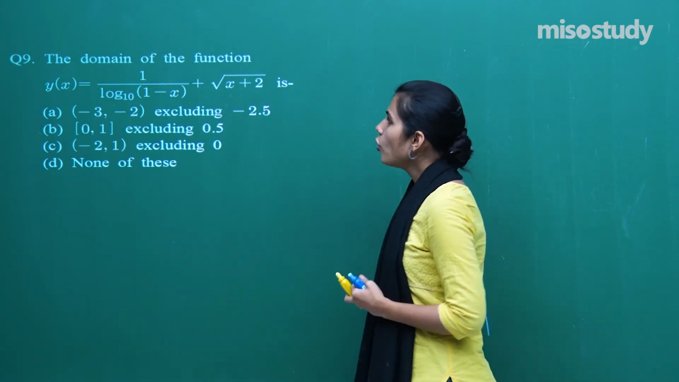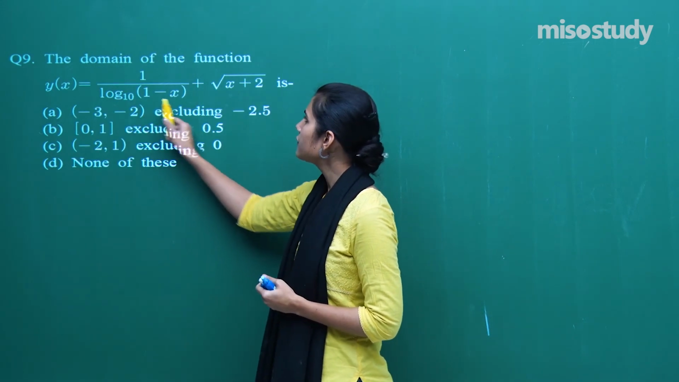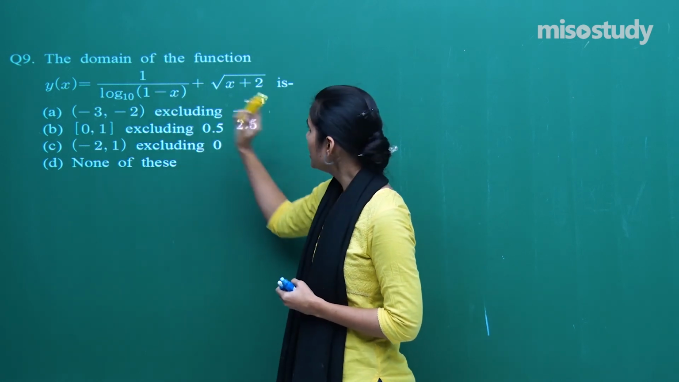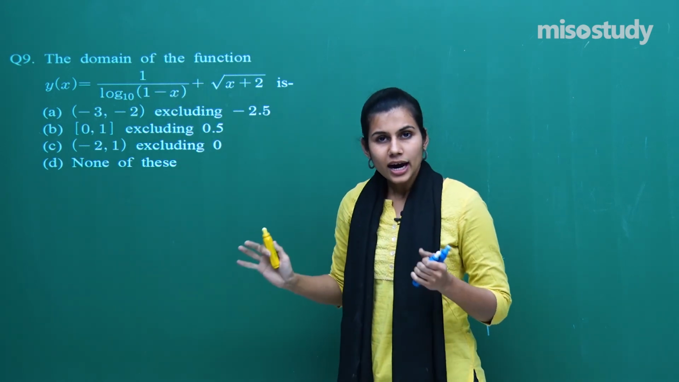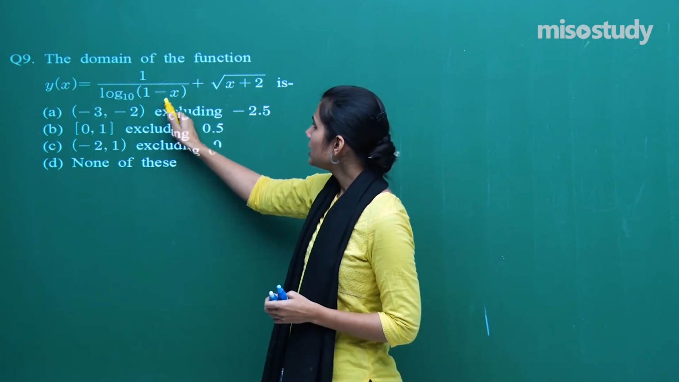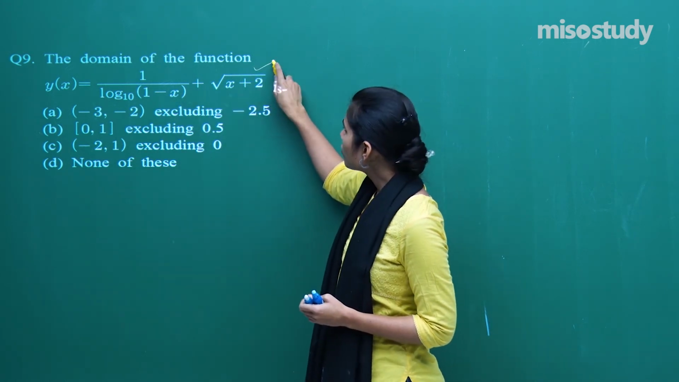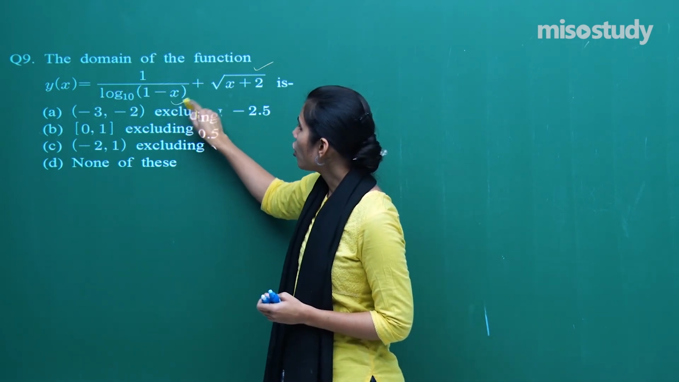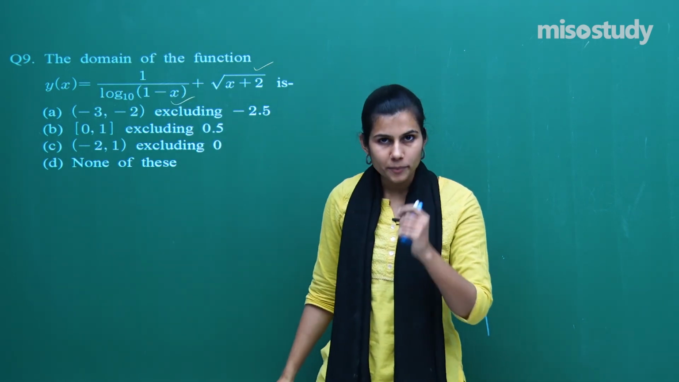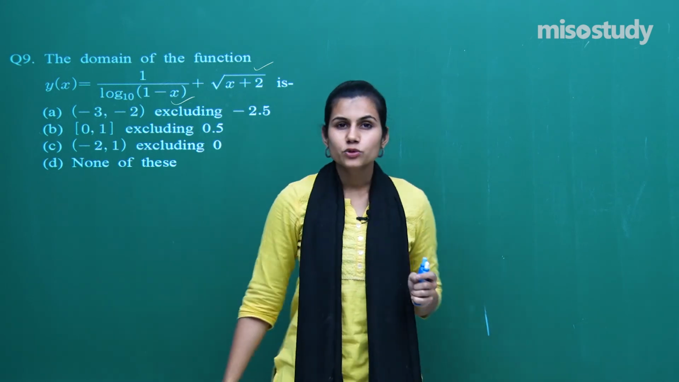It is saying the domain of the function given by this expression is what? Again, understand this is made up of 2 different types of functions. One is the square root function and one is the logarithmic function sitting in the denominator. So let's start with the concept.